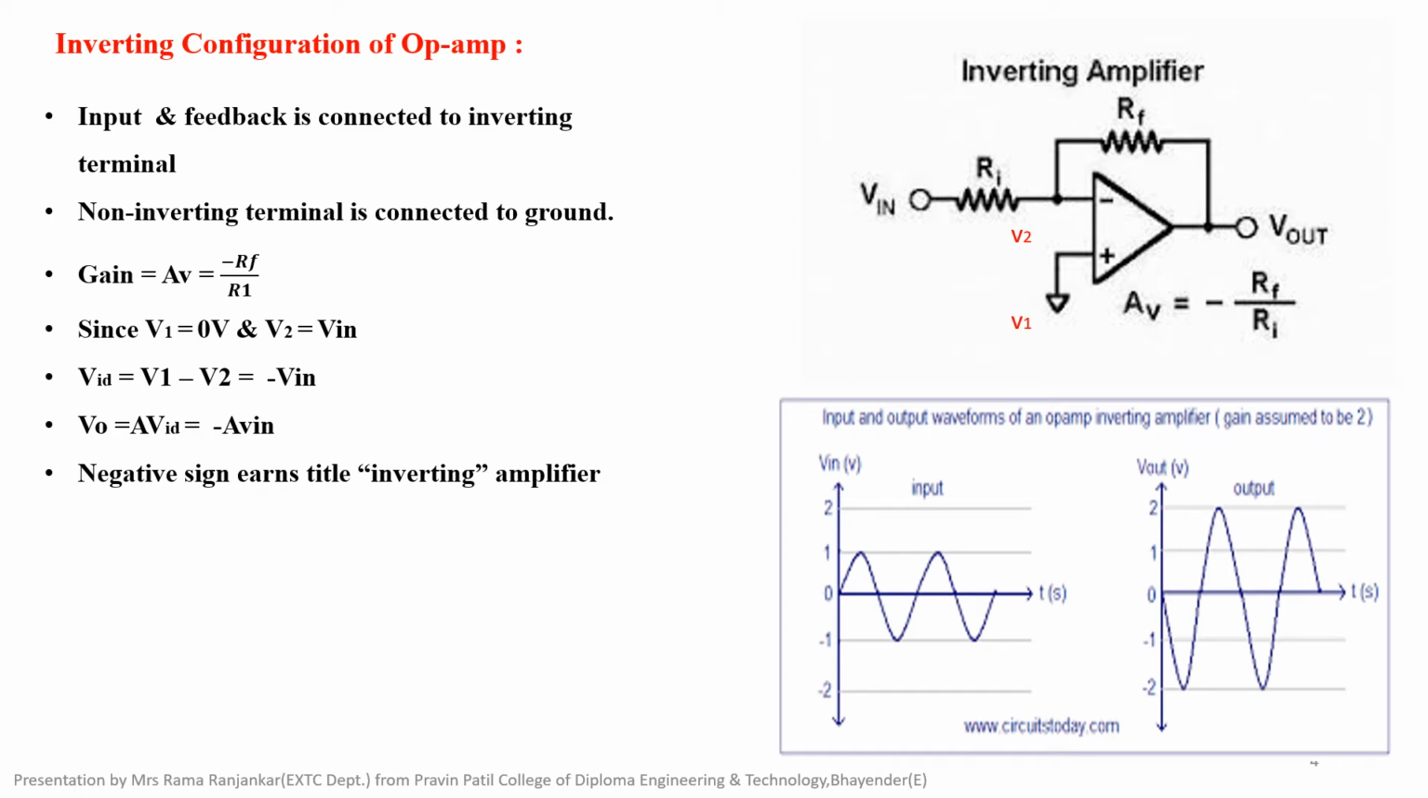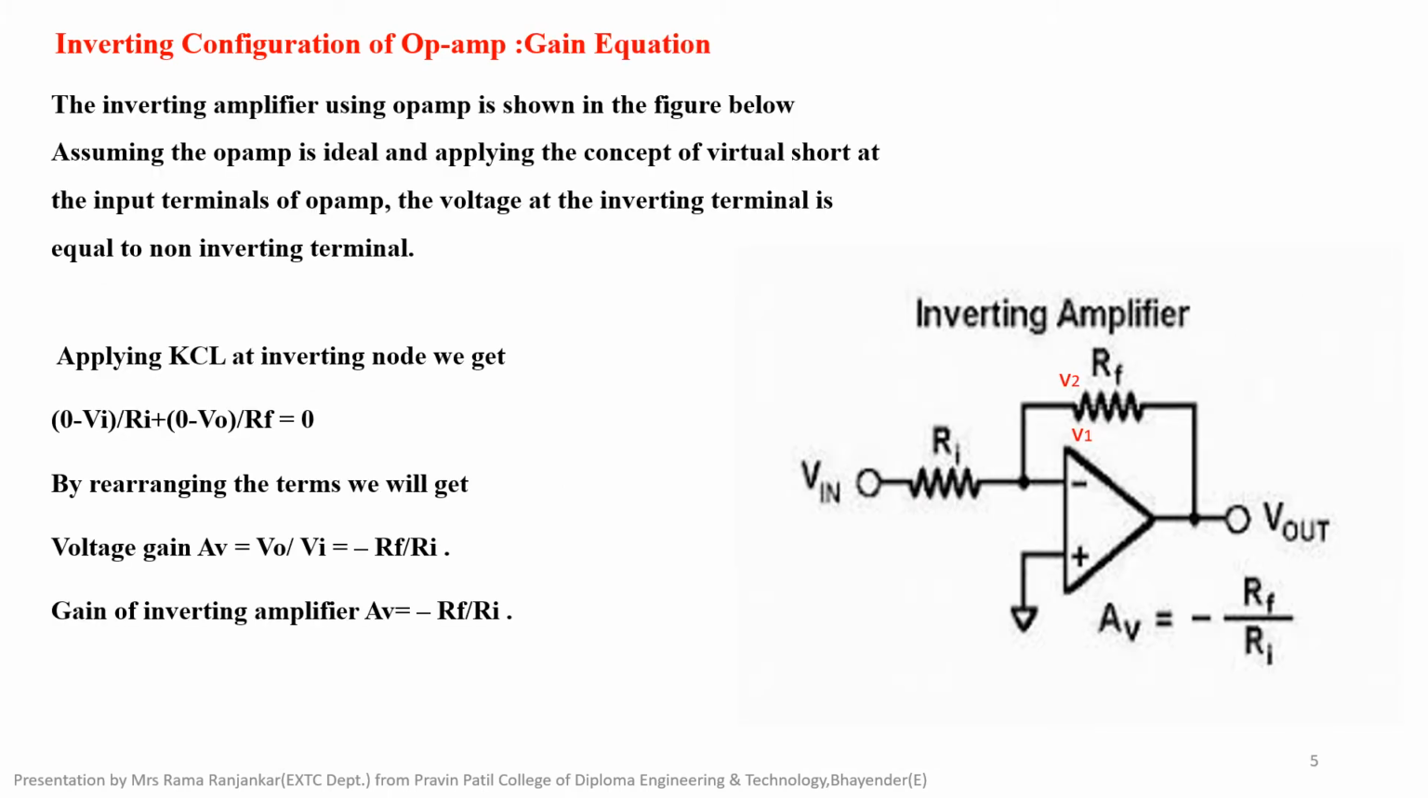Here the waveform has also been shown. If the waveform has started from the positive side, in case of inverting configuration, the output waveform is reversed and starts from the negative cycle. This is the gain equation. So, the inverting amplifier using op-amp is as shown in the figure.